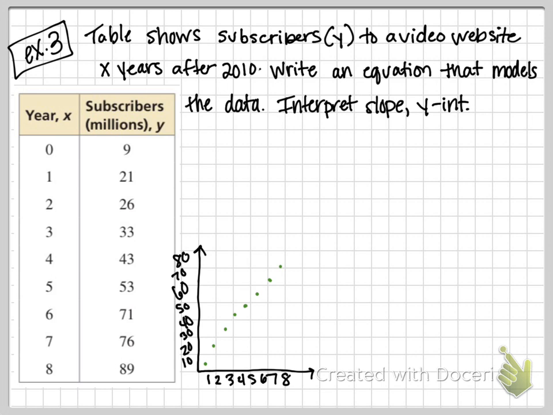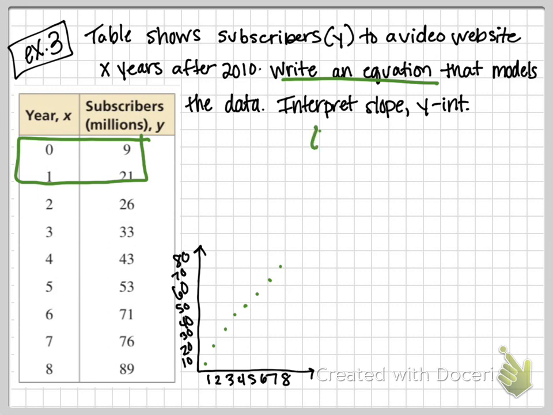So here's what we're going to do. We need to write the equation that models this data. How many points do we need to write an equation? 2. Which points can we choose? Any 2. 0 and 1. We can choose any 2 points. I like 0. 0 is always easy to work with.